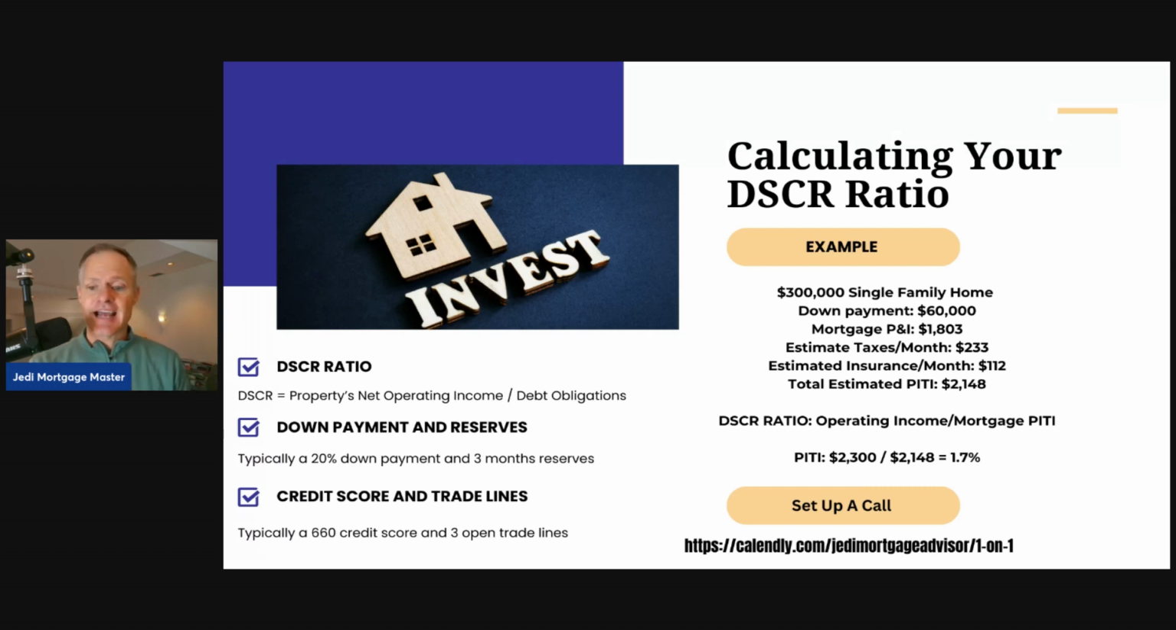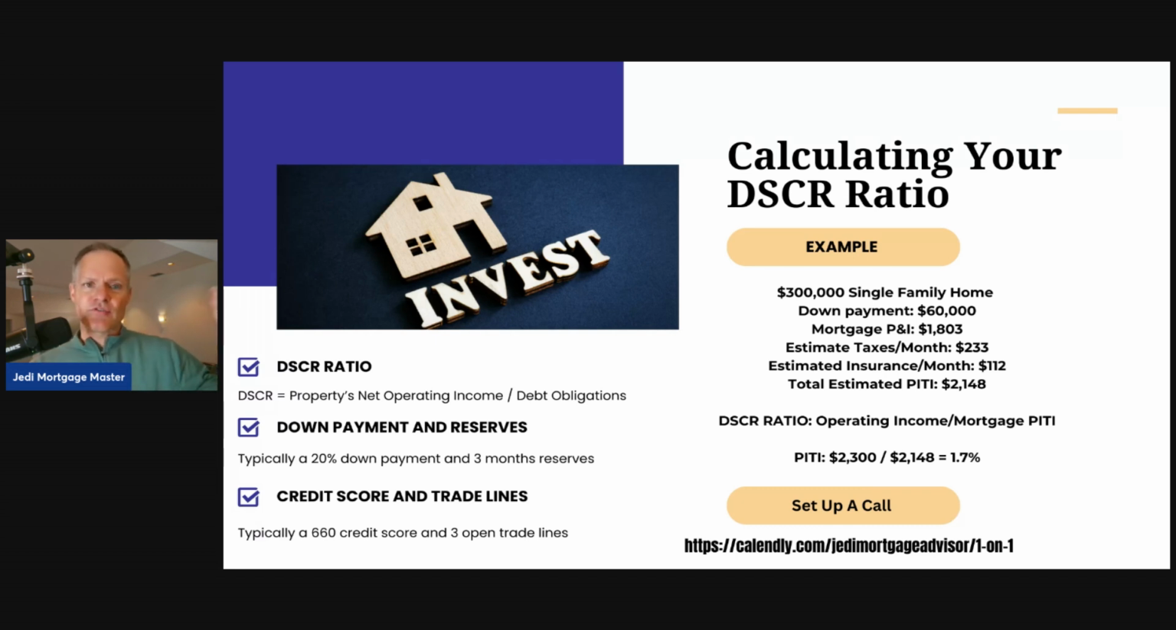Now let's take a look at the taxes. The estimated taxes are 233 on this property. It's just a general estimate for insurance, $112 a month. So total estimated PITI is 2148. So now what you want to do is say, hey, if my mortgage payment is going to be 2148, what do I need the rents received to be in order to get approved for this loan? Well, DSCR payments, they usually want to see a 1-to-1 ratio.